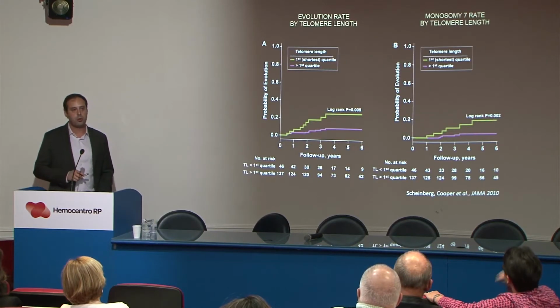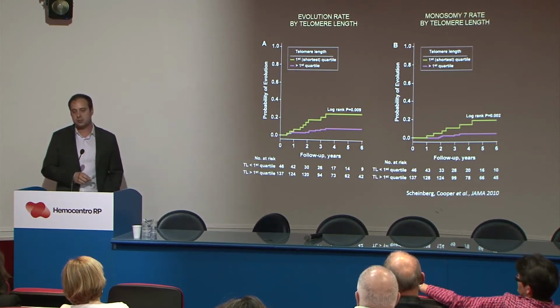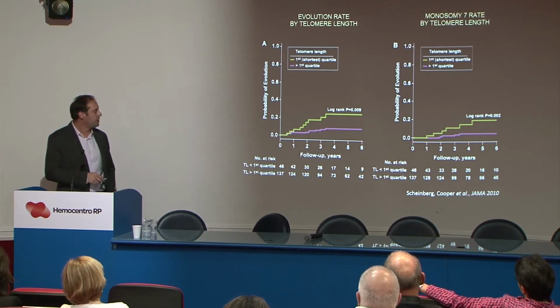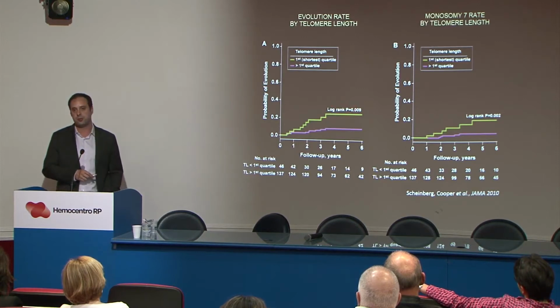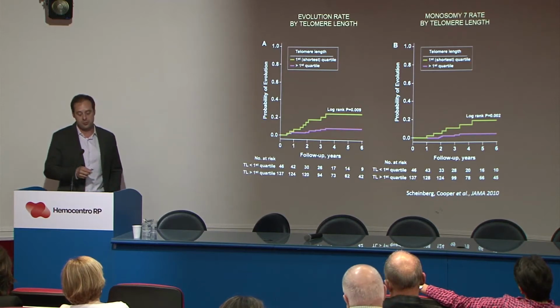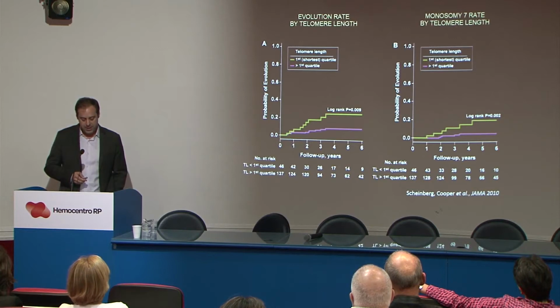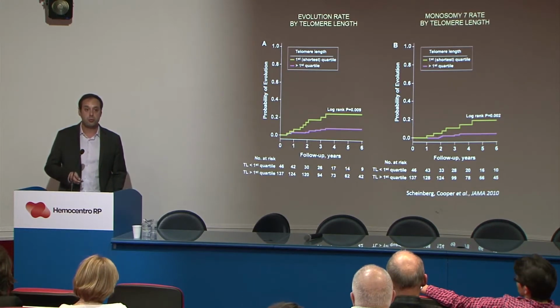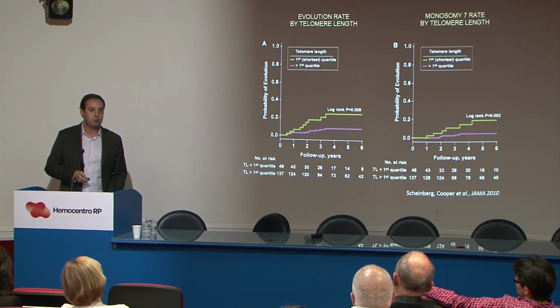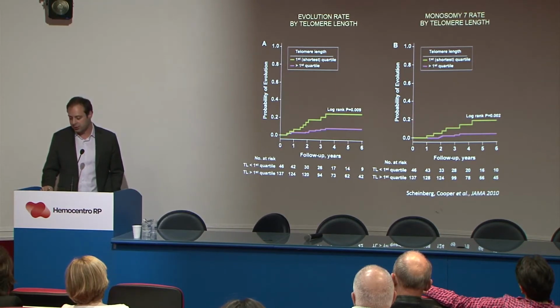And more importantly, the rate of evolution to myelodysplasia or acute myeloid leukemia is much higher in patients who have short telomeres than in those patients who have longer telomeres, especially monosomy 7, that is way more frequent in patients with shorter telomeres. And this is the most severe clonal evolution in patients with aplastic anemia because it's much harder to treat with either chemotherapy or even take the patient in good shape for transplant.